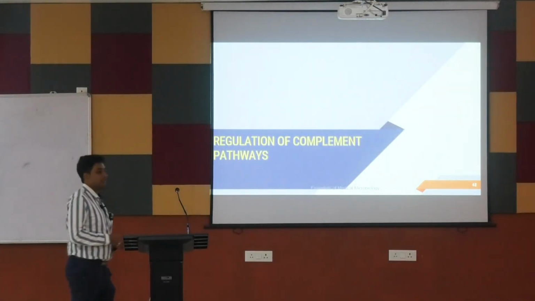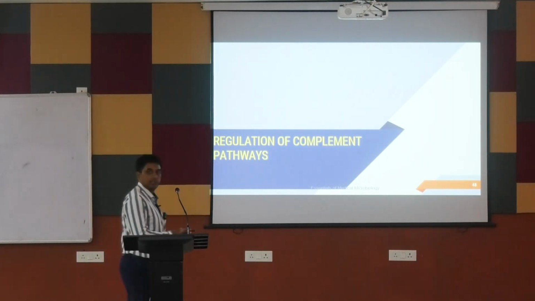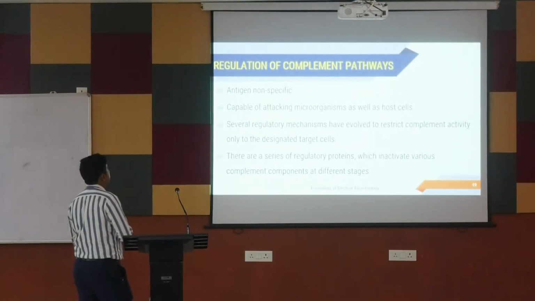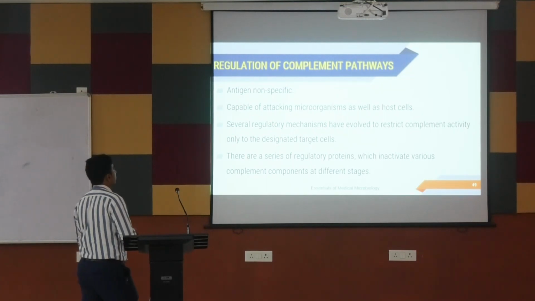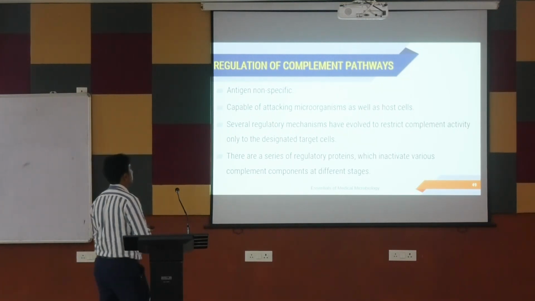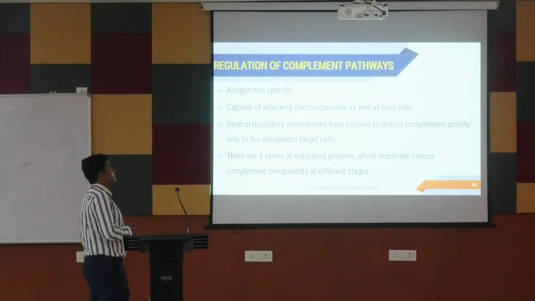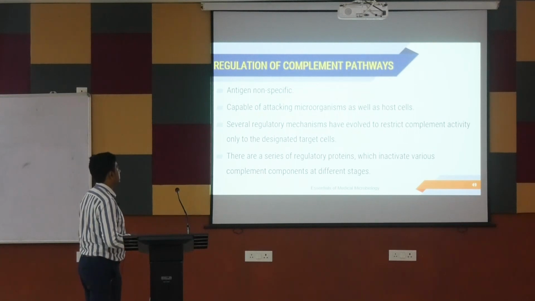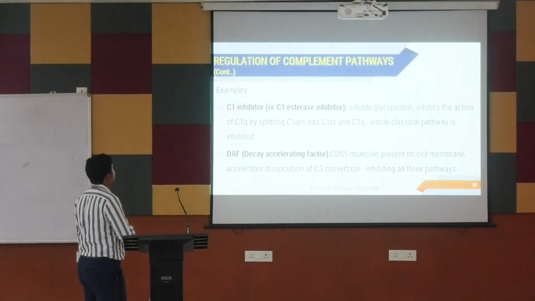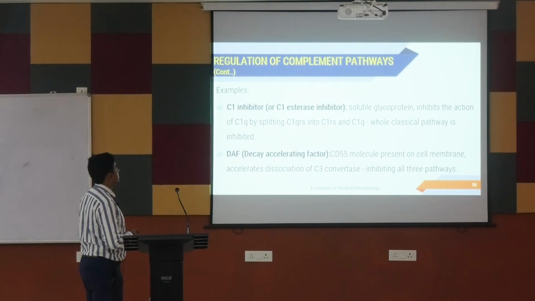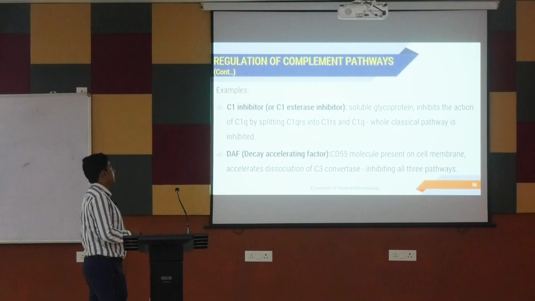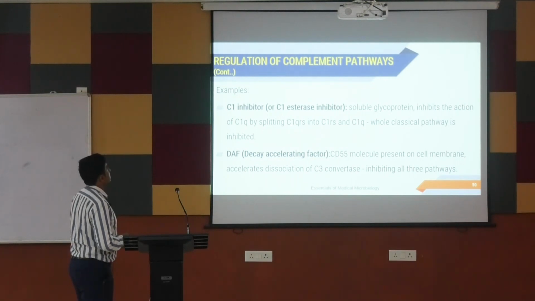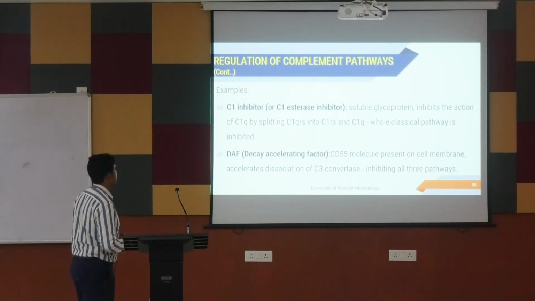Regulation of the complement pathways. How do we regulate these complement pathways? These are antigen non-specific, capable of attacking the microorganisms as well as the host cells. So several regulatory mechanisms have evolved to restrict the complement activity only to the designated target cells. Okay? What are the examples? C1 inhibitor or C1 esterase inhibitor. This is a soluble glycoprotein that inhibits the action of C1q by splitting the C1qr2s2 into C1r2s2 and C1q. Whole classical pathway is inhibited.